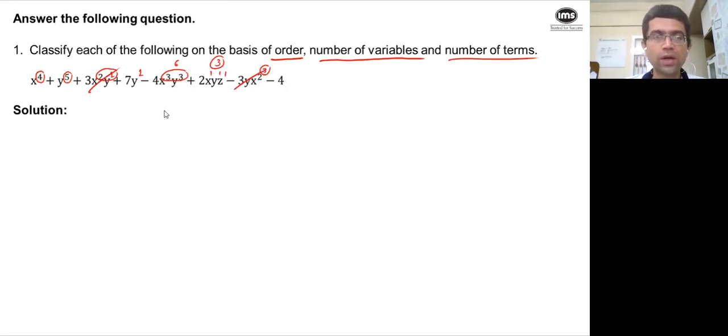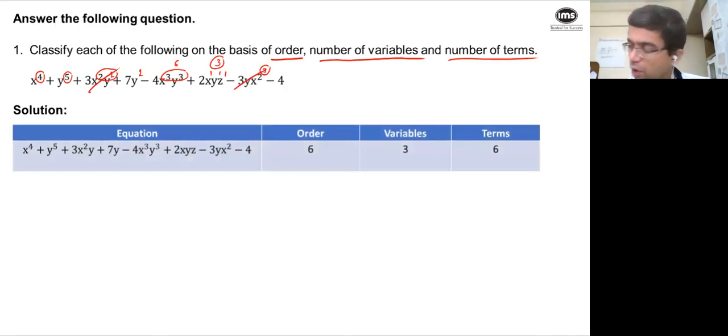So if you look at what is the order of the equation, it is 6 because that is the highest sum of powers of the variables. Okay, so x and y are variables. Sum of their powers is 6, which is more than the sum of powers of the variables in any other term. And hence the order is 6, correct? Everywhere else it is less than 6. Here it is 4, here it is 5.